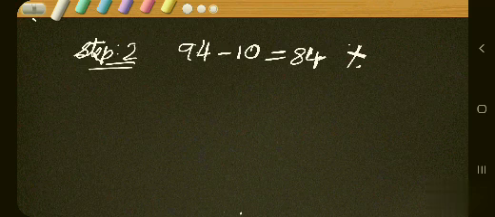This is the symbol of important. Or let's write IMP. This step is very important.